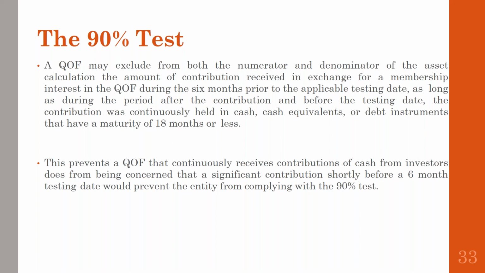So instead of "a QOF may exclude," how about we just say a QOF doesn't have to count an asset if it was received in exchange for a membership interest during the 6 months prior to the applicable testing date. That means that if my testing date is June 30th, and anybody makes a contribution from January 1 through June 30 of that year, that contribution doesn't need to be counted towards my assets in whether I satisfy that 90% test as of June 30 for that year, right? Because it's the 6 months prior.